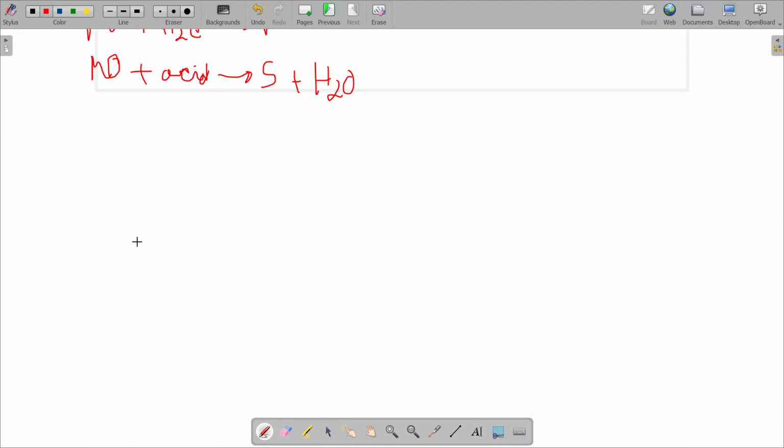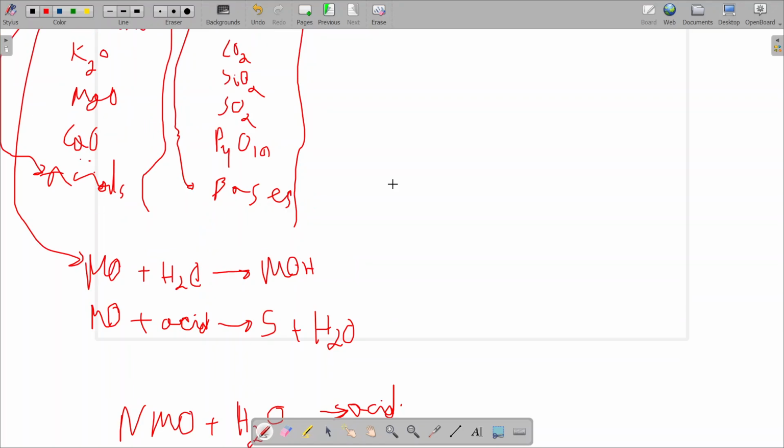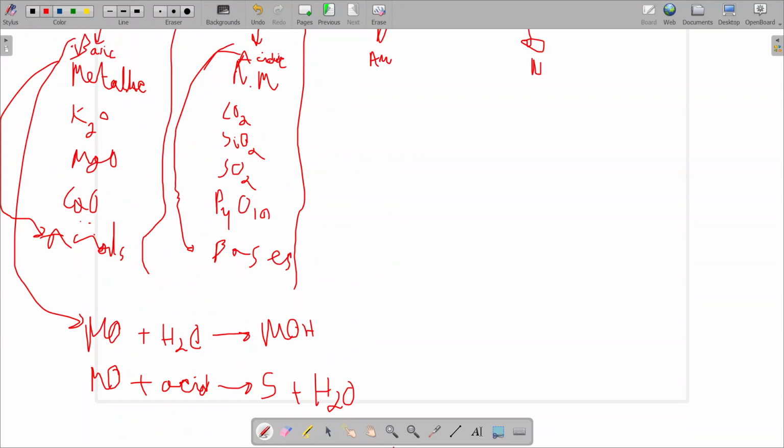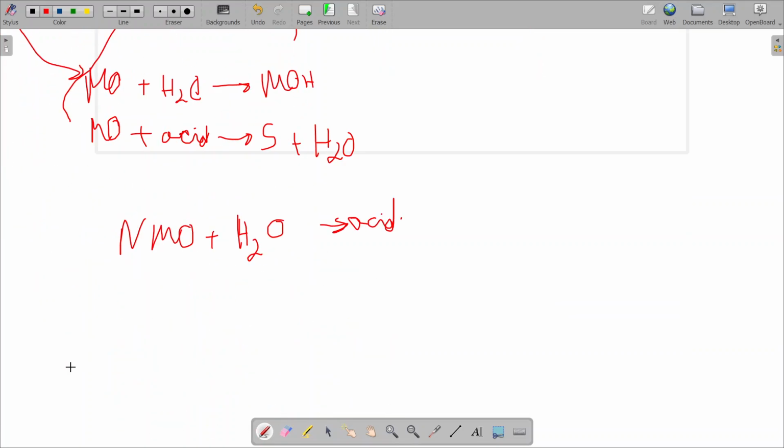Now, acidic oxides or non-metallic oxides, NMO, plus water, H2O, gives an acid. Just keep these in mind. These are some equations you have to know. And these are what you have to know for metallic and non-metallic oxides.